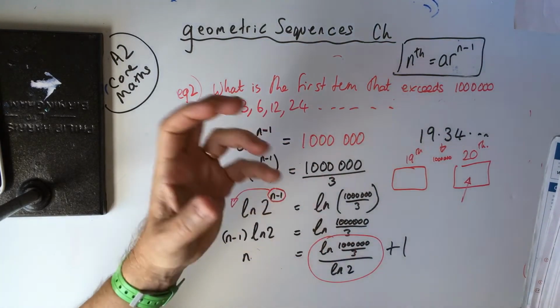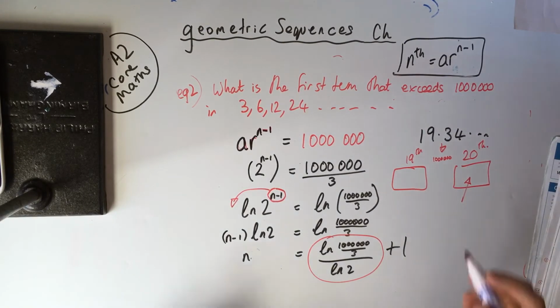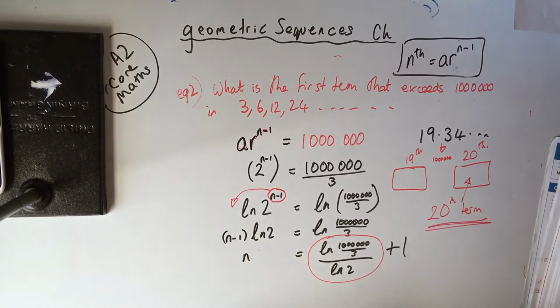So if the question was, what is the biggest term that does not exceed 1,000,000, then the answer would be the 19th term. If the question, like this one, is the first term that exceeds 1,000,000, then it's the 20th term. And that's our answer.